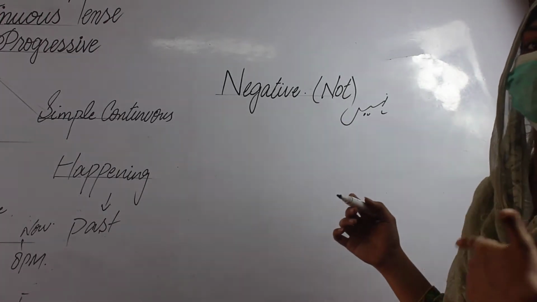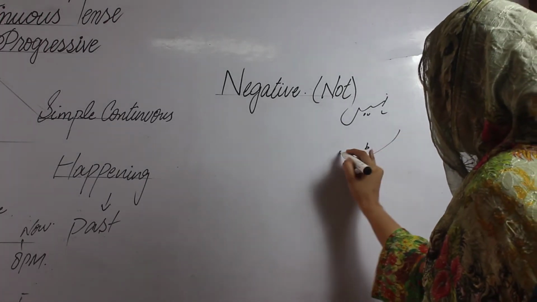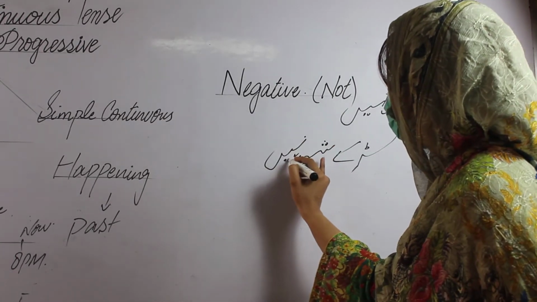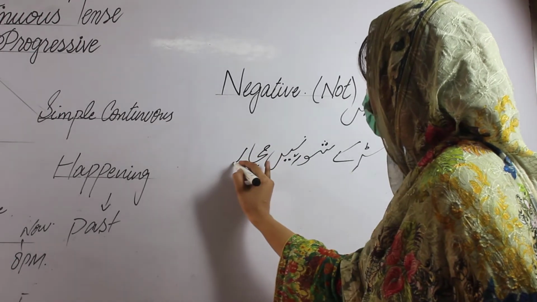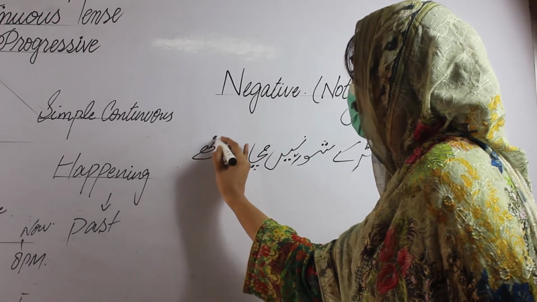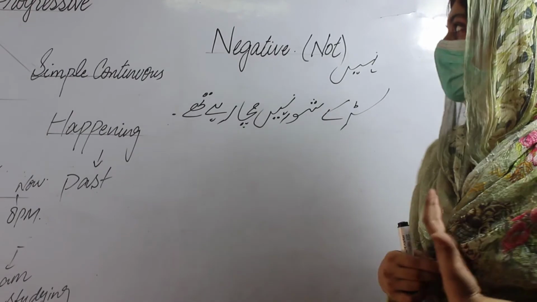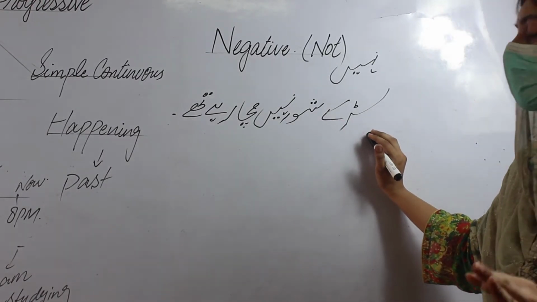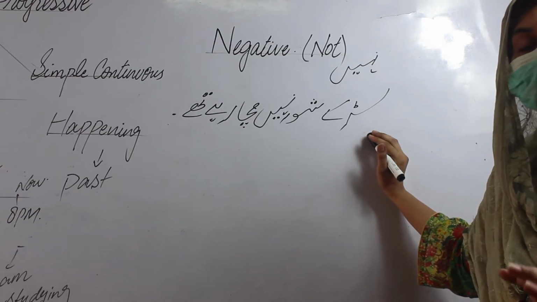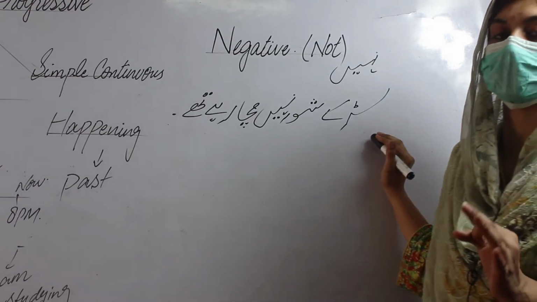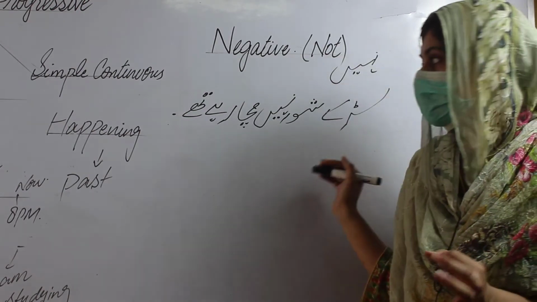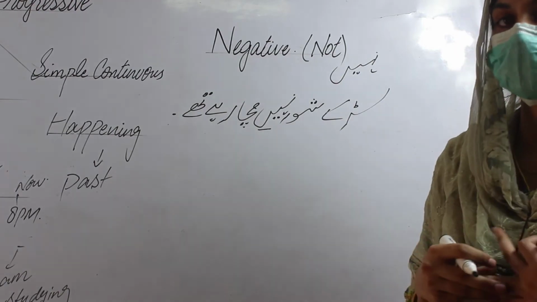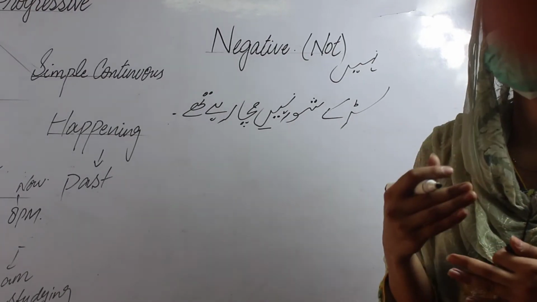I am taking the same example, लड़के शोर नहीं मचा रहे. The second part is the negative statement. Your first priority is to identify whether this is a negative or an interrogative. As you know, for not we have the identification and recognition in Urdu form nahi, and now we have to convert it into not.